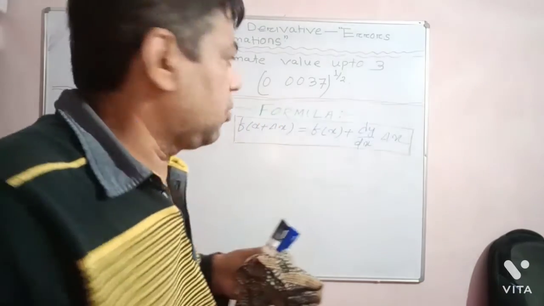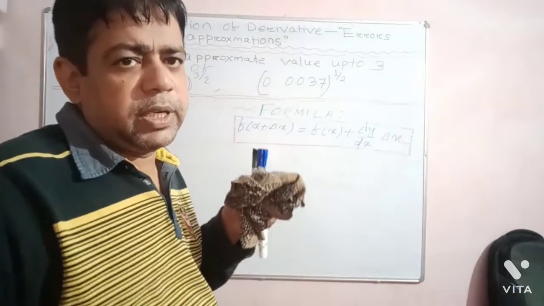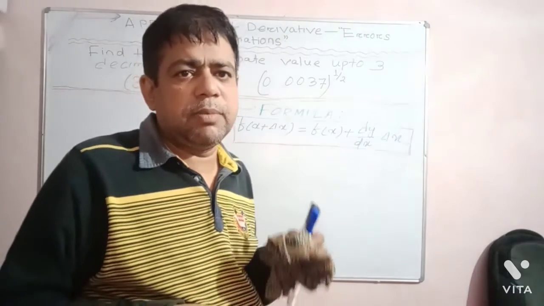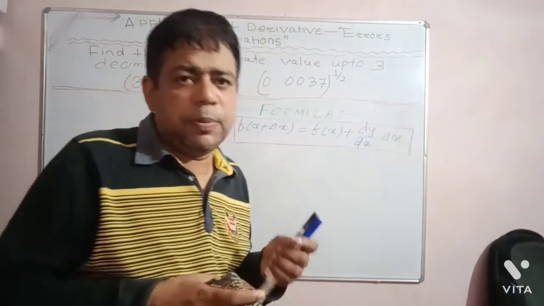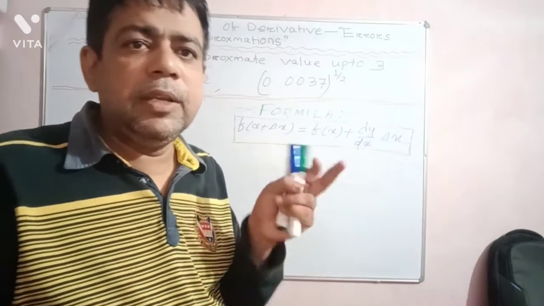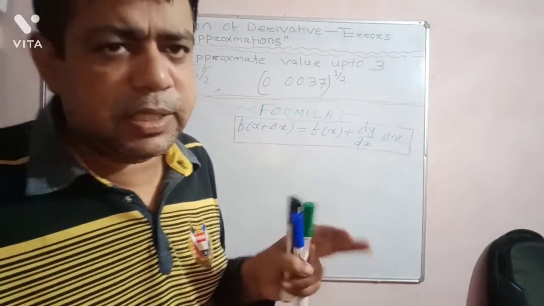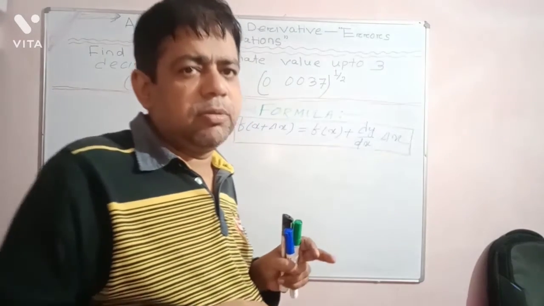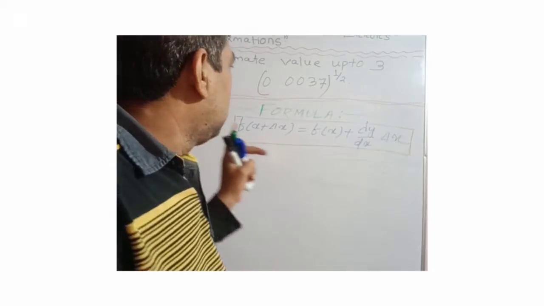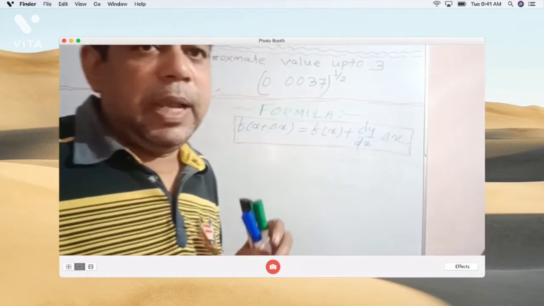This is probably most in numerical. You will find how to simplify a numerical expression using the application of derivative. This is a concept of errors and approximation, an application of derivative. Here you can find the exponential number of any power and of any base. The base may be a decimal number or any integer, and the power may be any rational number. We can evaluate to find the approximate values of such numbers using the concept of application of derivative.